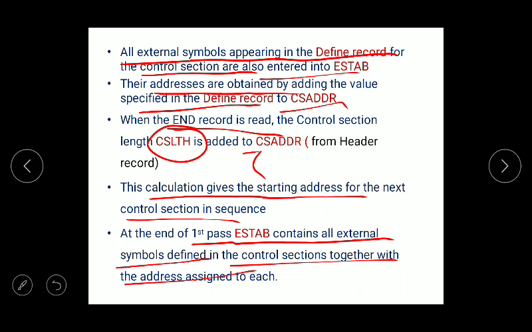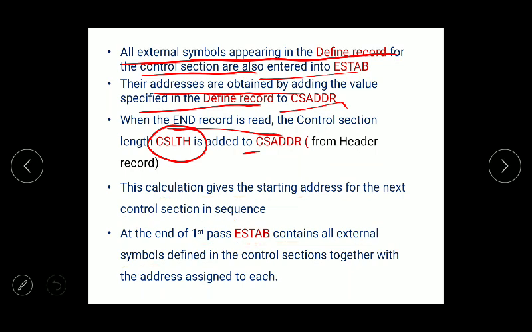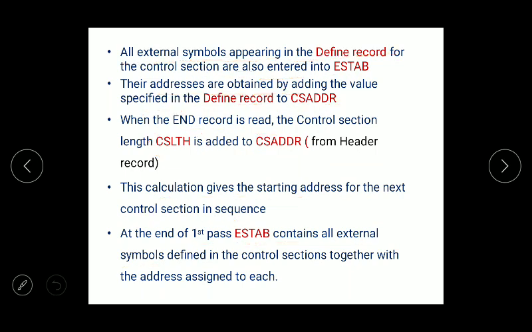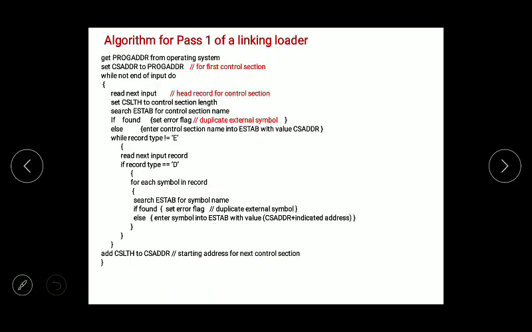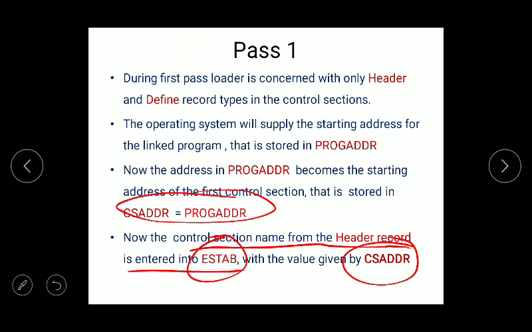Next, I will show you the algorithm whose working I already explained. This is the algorithm. Let me explain in brief. Get prog addr, then set CSADDR to prog addr. They are the same. Okay, like this. First point is get this one, then set like this.